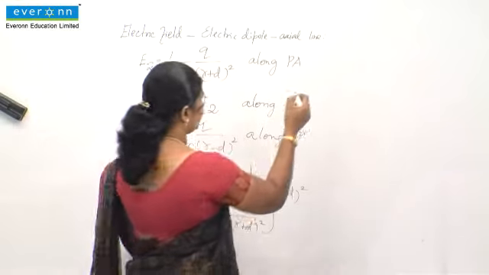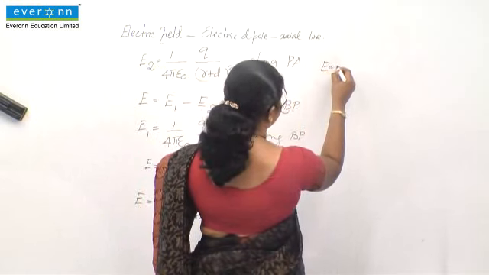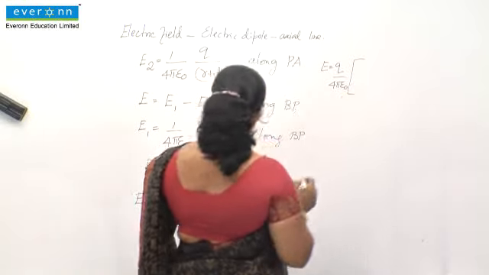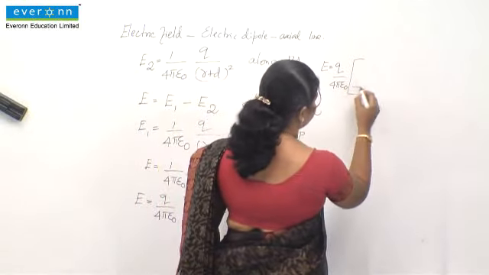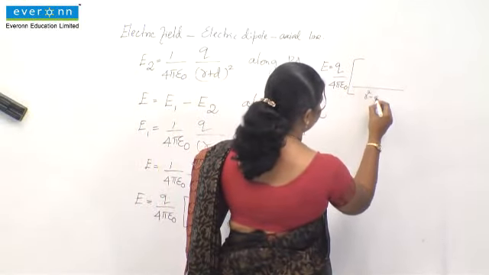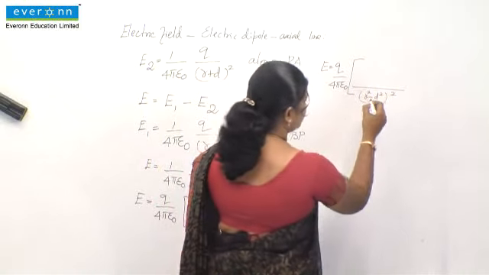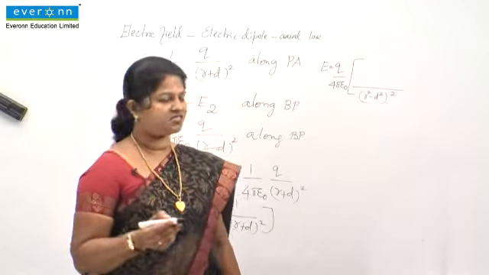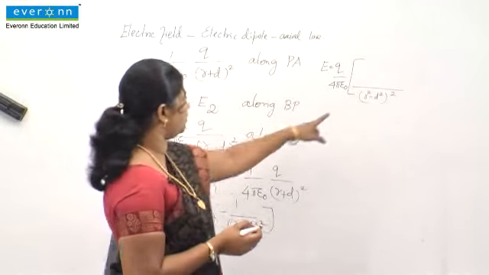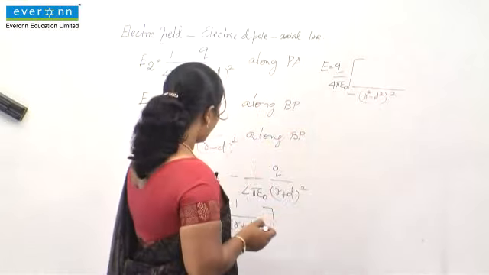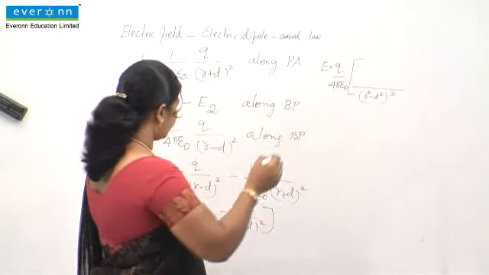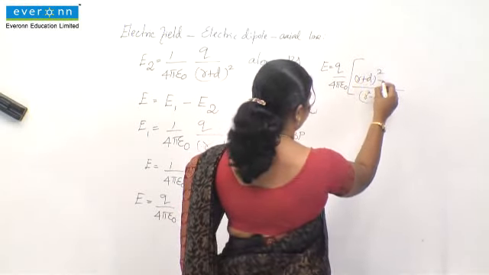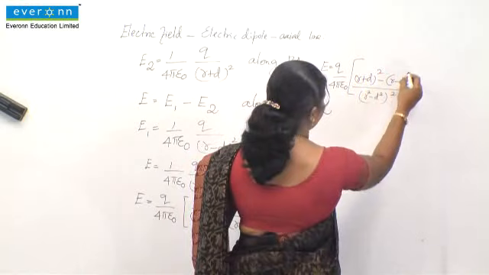So how do we write this equation? E will be equal to Q by 4 pi epsilon naught, and here the denominator will be (R square minus D square) the whole square. So this is A square minus B square, which is of the form A plus B into A minus B, and since we have the whole square, we have written it as whole square. And here in the numerator it becomes (R plus D) the whole square minus (R minus D) the whole square.